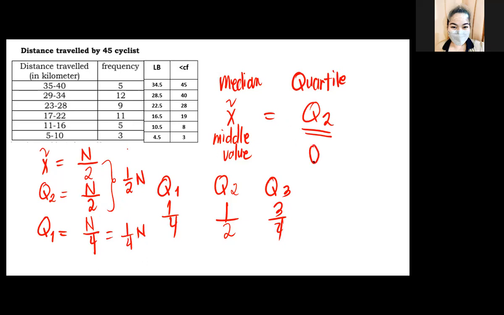And how about kapag Q sub 3? You have to get 3/4 times n. Or should I say, Q sub 3 is 3 times n divided by 4. Okay? So you're getting 3/4 of your data. Dito, you're getting 1/4 of your data. And dito naman sa median, at sa second quartile, you're getting 1/2 of your data.